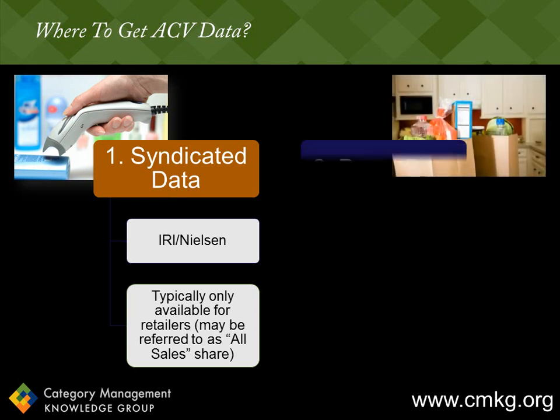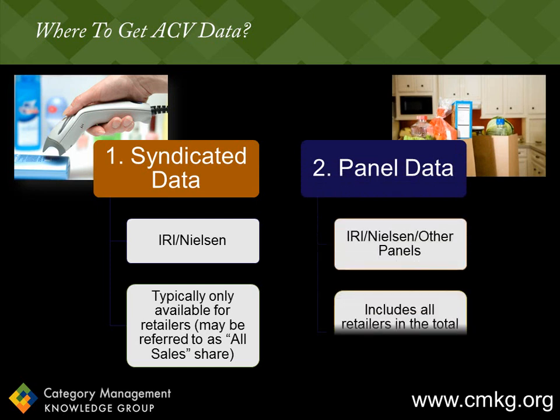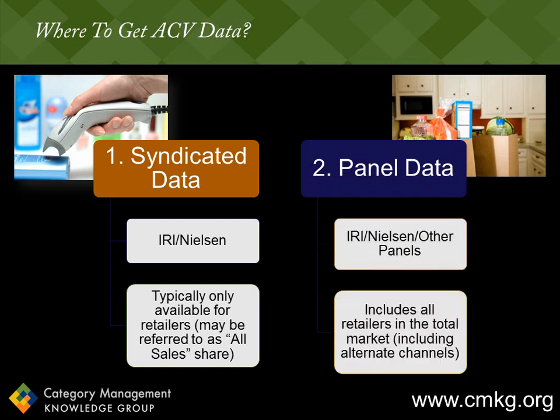The second source is through panel data, available once again through IRI or Nielsen data, or some other third-party panel data source. This data normally includes all retailers within a market, including alternate channels that may not be captured through the syndicated data. I'm going to walk you through and explain in a small example how ACV is derived and why you need to be careful with how you interpret the numbers.